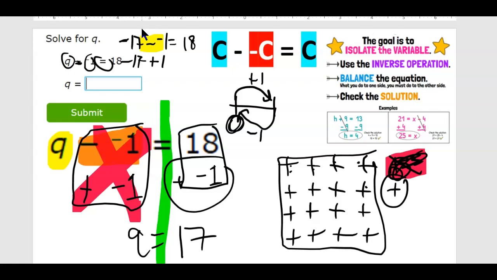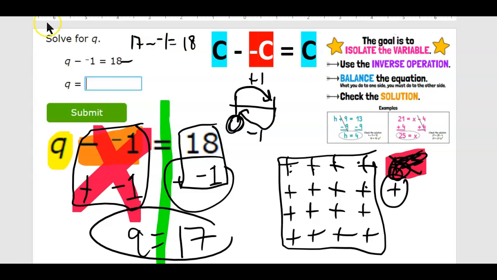Oh, because it's a positive 17, you dingy. Look, even teachers make mistakes. This makes much more sense. Look at that. Okay. Now it makes it easy. So whenever I see those two negatives, I just know to add. I just turn that into a plus sign. So that's 17 plus 1 equals 18.